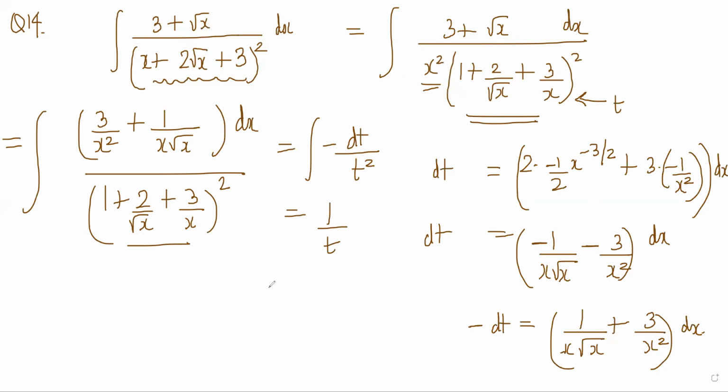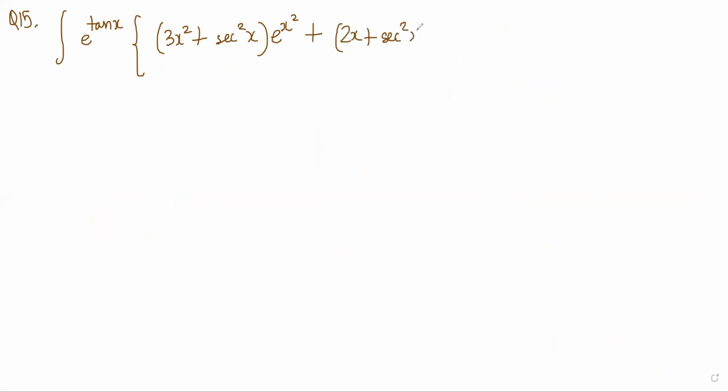So I'm just showing you different ways in which this method of substitution works, and hopefully you will apply it in your problems as well. Let's look at a slightly different question. Question number 15 now. This is e^tan x multiplied by (3x^2 plus sec^2 x) multiplied by e^(x^2) plus 2x plus sec^2 x multiplied by e^(x^2) dx. We have to find this integral.